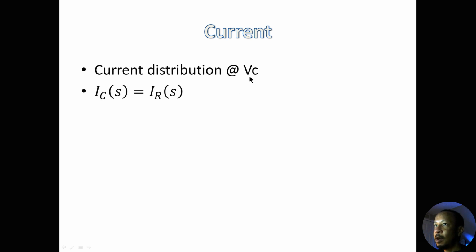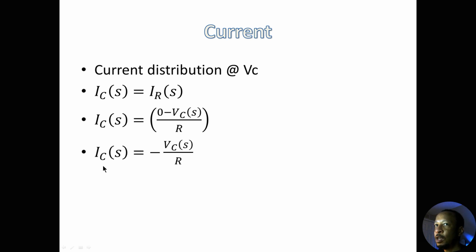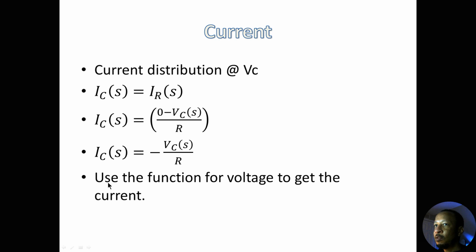Okay, what about the current? Well, current distribution at VC, at that top node. So IC of s equals IR of s as before, and then IC of s equals 0 minus VC of s divided by R, and then you have IC of s equals negative VC of s divided by R. Now I'm going to use the function for voltage to get the current.